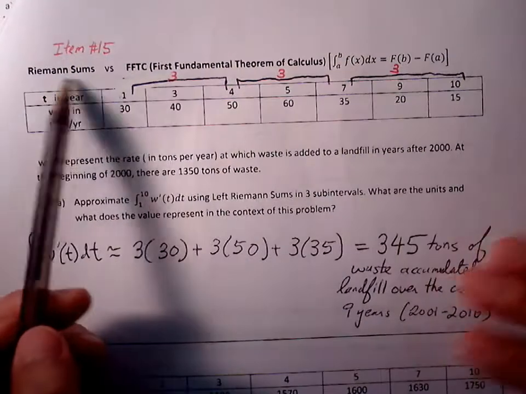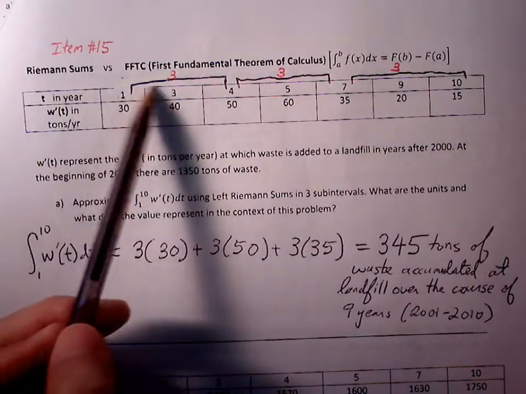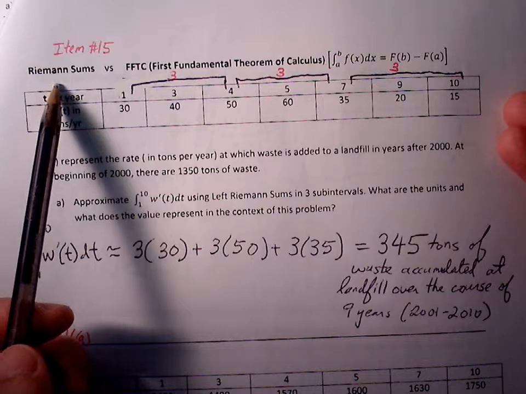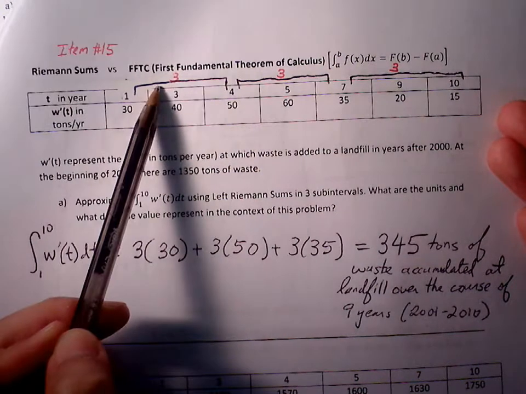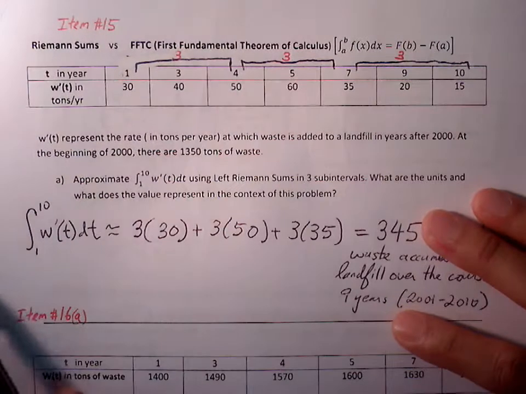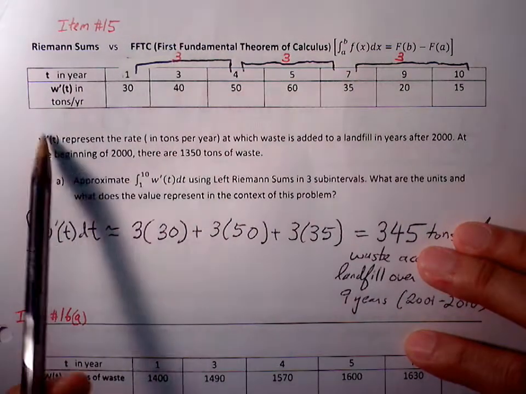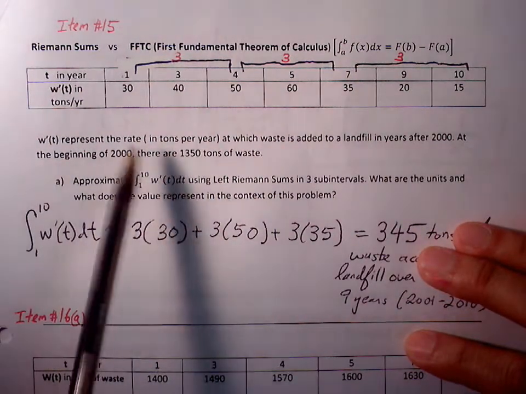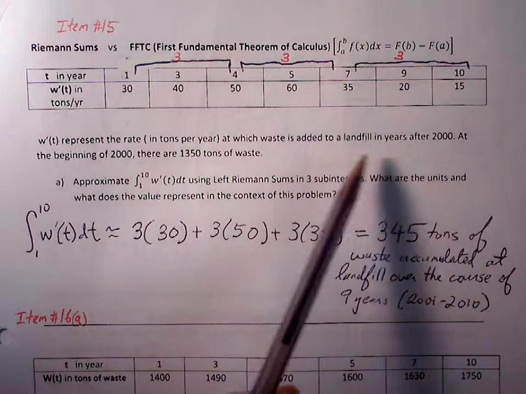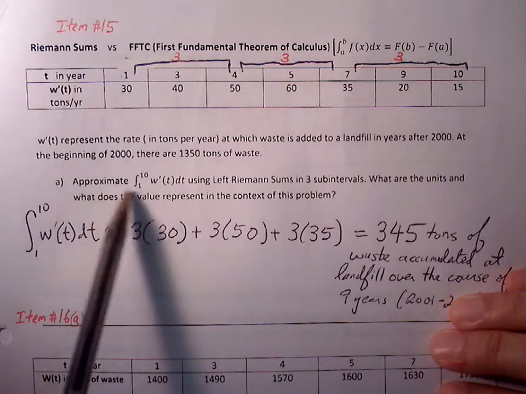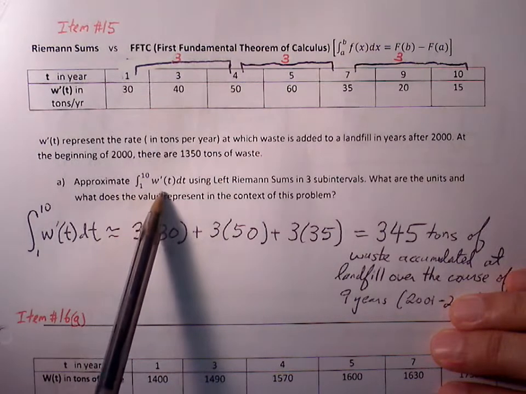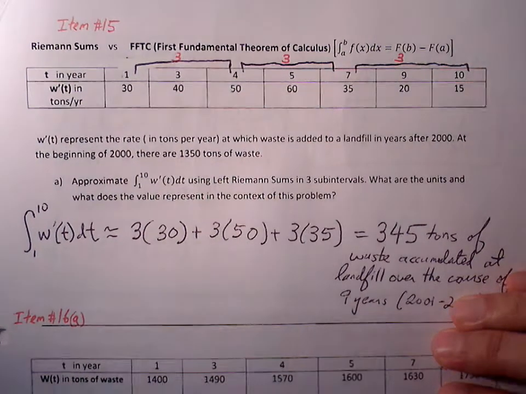So I want to show that distinction. Sometimes we use Riemann sum, sometimes we use the first fundamental theorem of calculus. It really depends on what you're starting with and what the problem is asking for you to find. So here, let's say w prime represents the rate at which waste is being added to a landfill after the year 2000. It says, approximate the definite integral of w prime using a left Riemann sum with 3 subintervals.